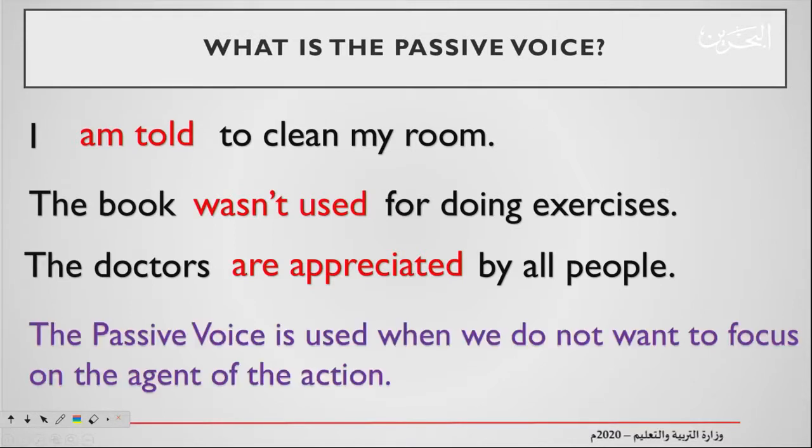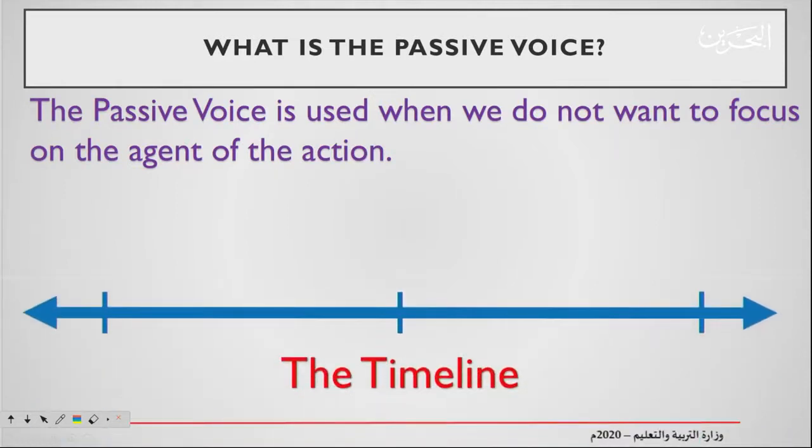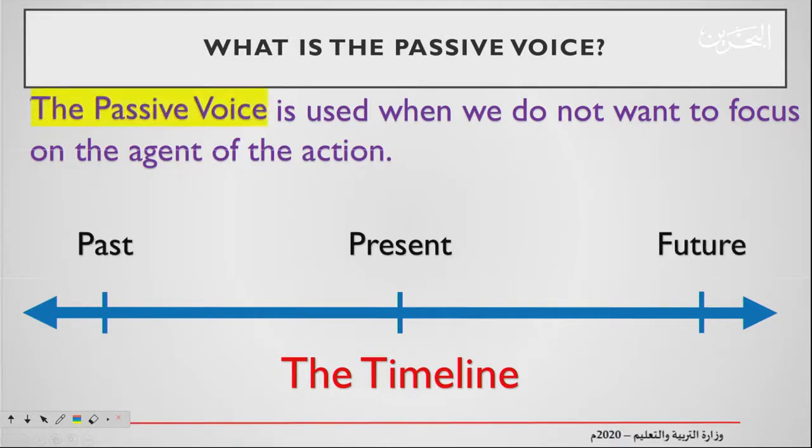Now, the passive voice is used when we do not want to focus on the agent of the action. An agent is people in this sentence. Now, let me explain that further. In order for us to understand the passive voice, you need the timeline, where the present is in the middle, the past, and the future. The passive voice is used when we do not want to focus on the agent of the action. Now, the agent, as we said before, like me, you, or the people.